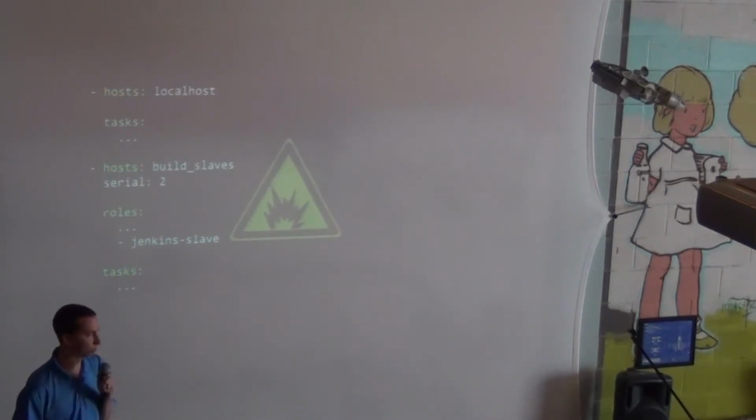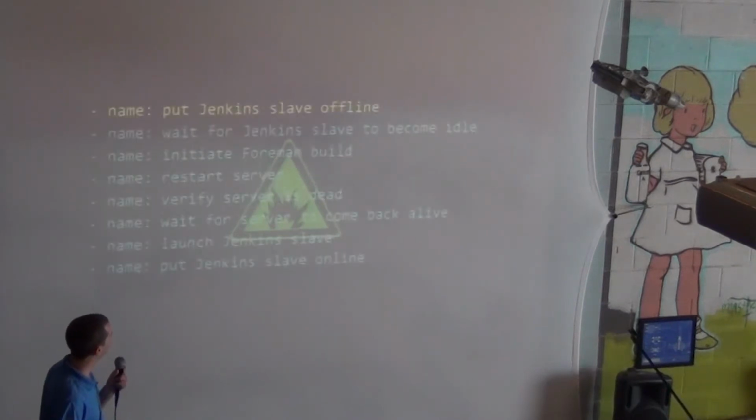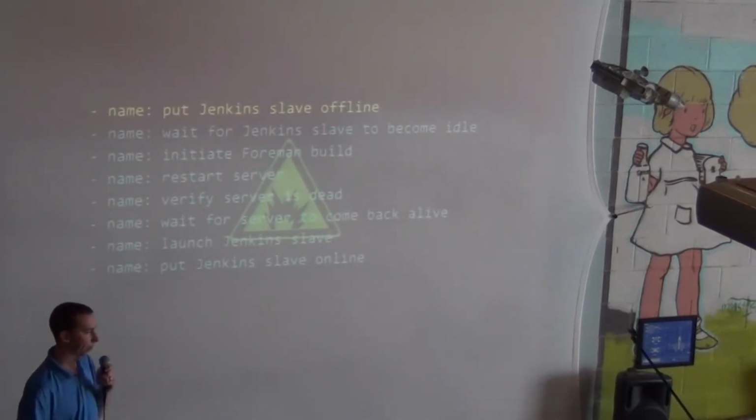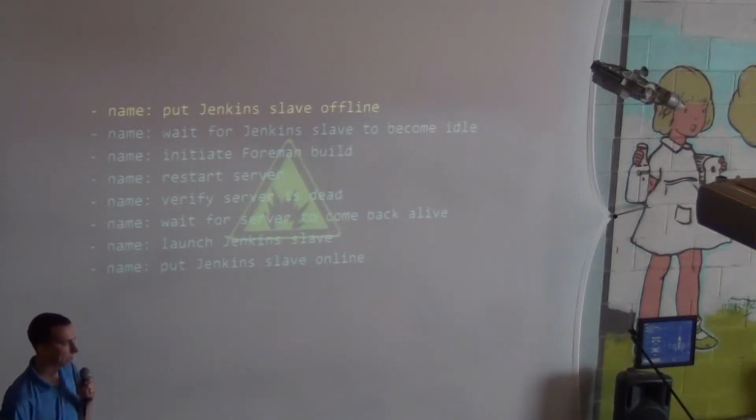Since this is an Ansible meetup, and I think the whole Ansible playbook would be off the screen, I'm just going to outline the tasks that we run and give you an idea. If you want to see the actual code, ping me and I will be happy to send you over a version of it. So we want to take the slave offline.